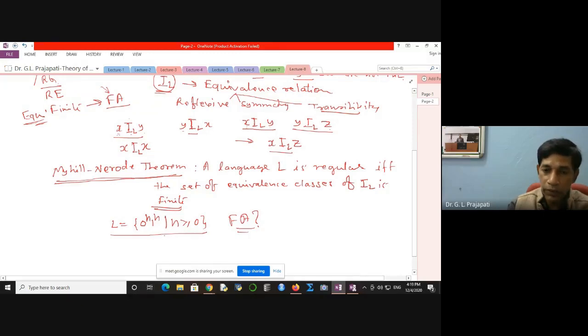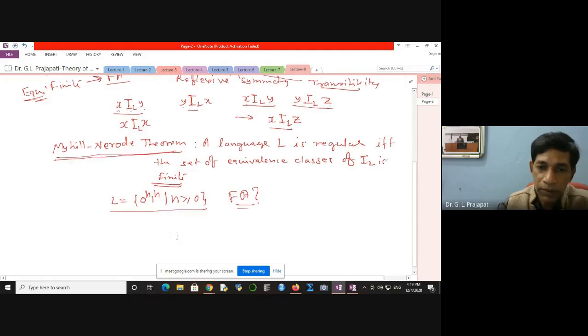This means you need to identify the classes of strings which you can distinguish. So what is the number of equivalence classes you have? With respect to the language L, you want to find some strings. Say X you may take as 0^i, and Y can be taken as 0^j.